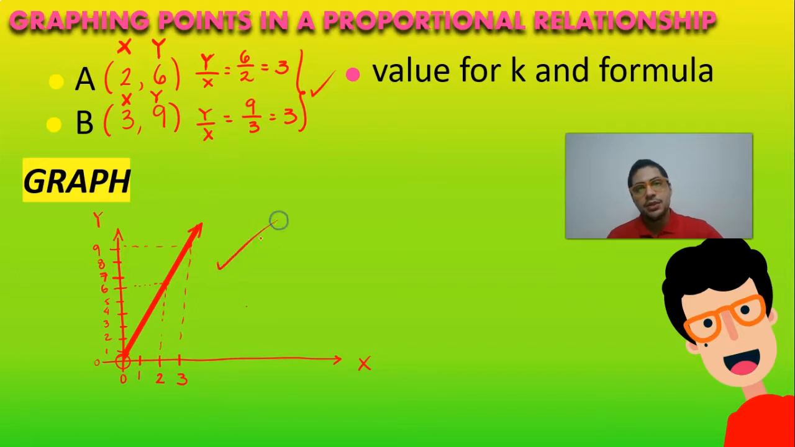Okay? So that is another way of doing it. You can either analyze it by dividing and finding the value for k, or you can graph it and find that it is a proportional relationship. Now, the value for k actually helps us because now you've got the formula. And you have to remember that y is equal to k times x. Let's try tackling a problem.